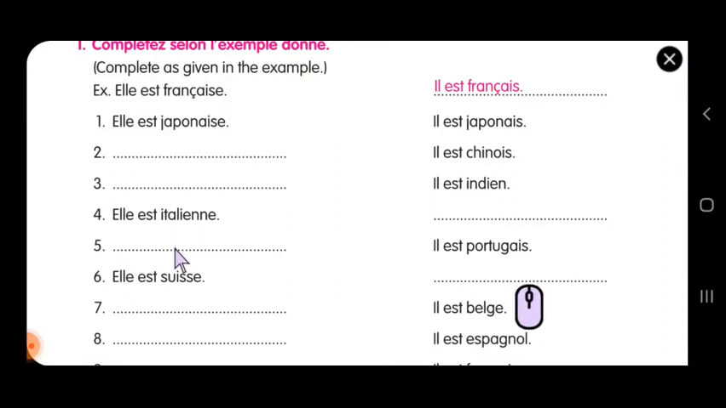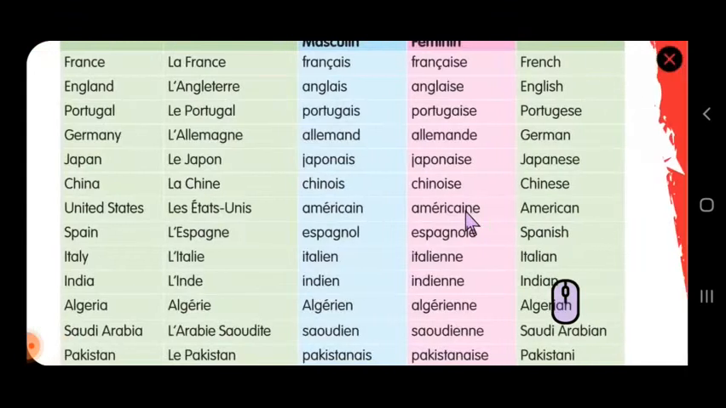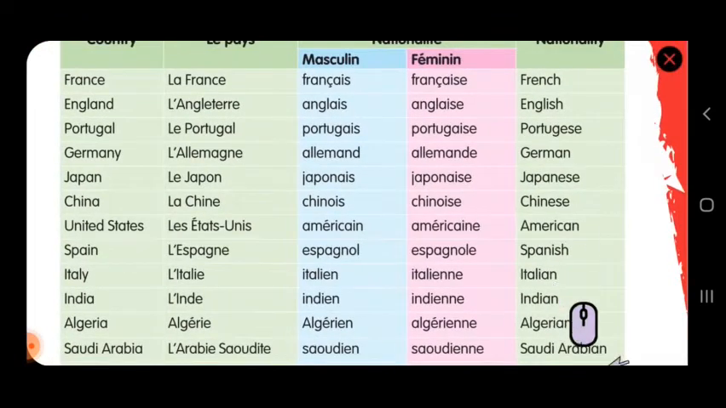So to confuse you, they have given a new one. This time they have given the feminine. Elle est italienne. So double N is given. So what is the thing we have to find? See, double N is given here, so single N, italien. Italien, so the masculine is here.